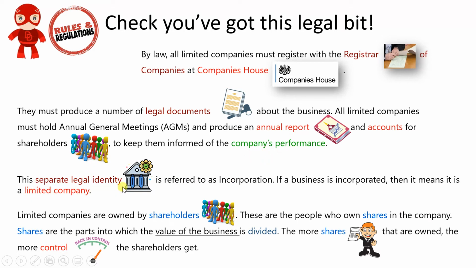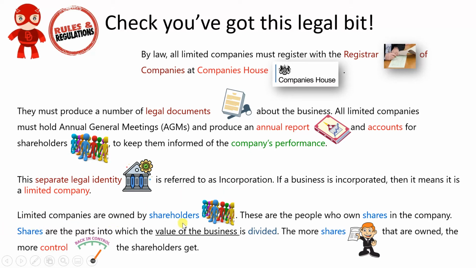This separate legal identity is referred to as incorporation. If a business is incorporated, then it means it is a limited company. In fact, in America, they don't even use the term limited companies. They go straight to the word incorporated companies. So here in this country, we call it limited companies.